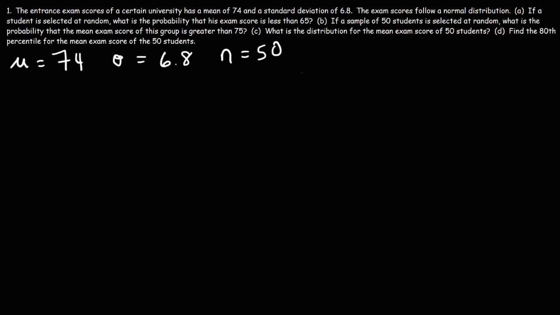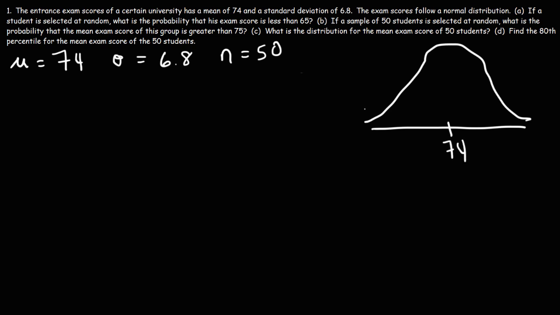Find the 80th percentile for the mean exam score of the 50 students. So going back to our normal distribution, we have a mean of 74, and at the bottom towards the left, this is the 0th percentile. The middle is the 50th percentile. At the end, that's the 100th percentile. So somewhere to the right of 74 is the 80th percentile. We need to calculate the mean score that corresponds to the 80th percentile.